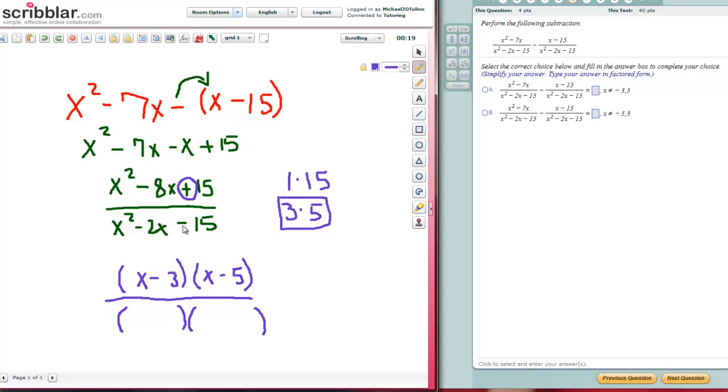Now, if that last sign is negative, I know that I'm going to have opposite signs. One's going to be positive, one's going to be negative. And so over here, one's positive, one's negative. And it's got to be that way, because there's only one way to have a positive times a negative to get a negative. That's it. There's no other way.